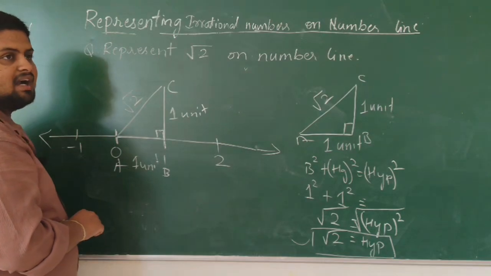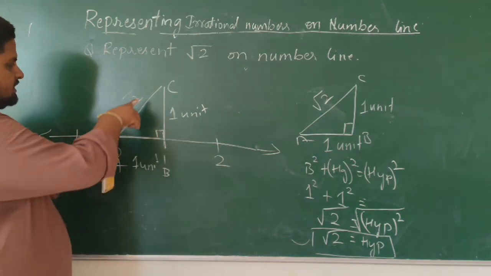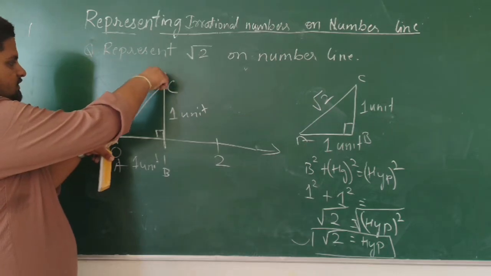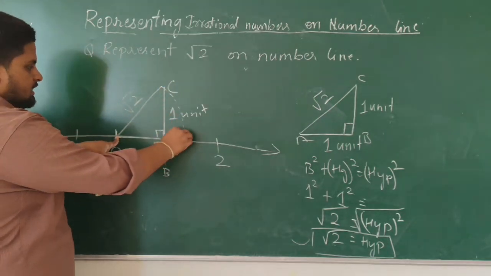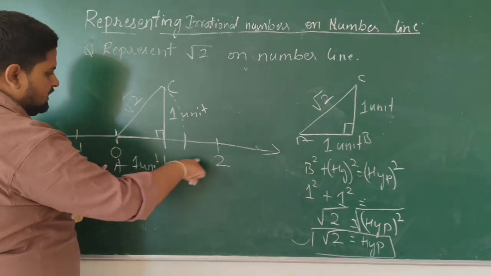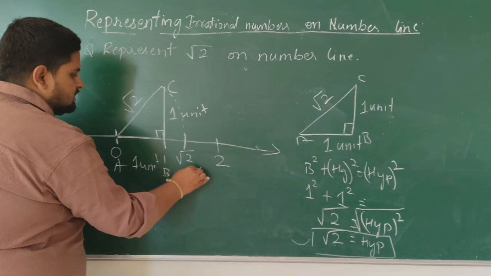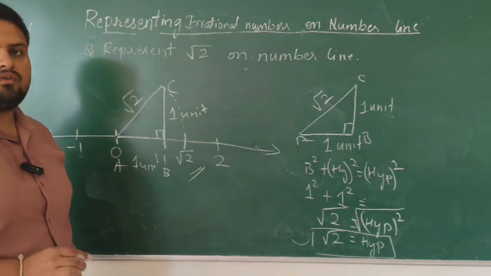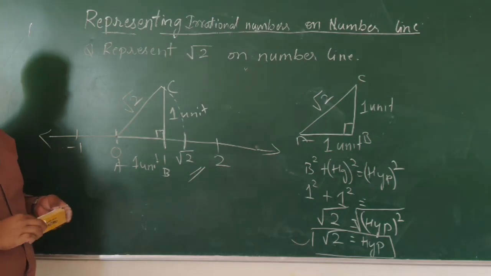So now what I will do, I will take a compass with pencil. I will keep the needle of the compass here. I will keep the pencil of the compass here. I will draw an arc until it exactly falls on the number line. So this point where it falls is root 2, square root of 2. This is how we'll represent square root of 2 on number line.